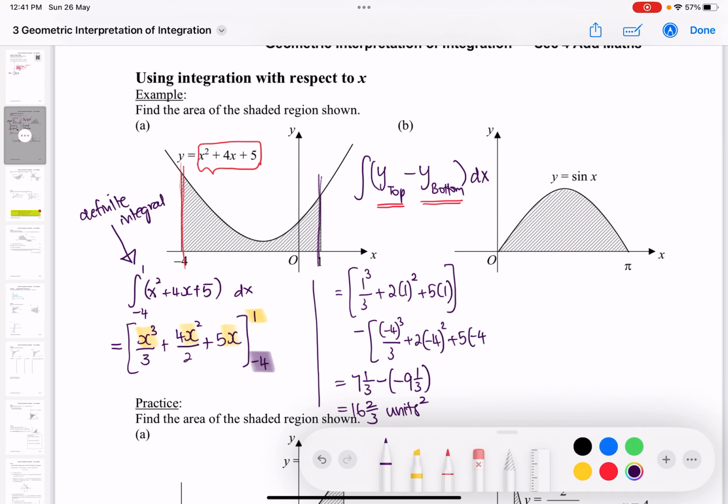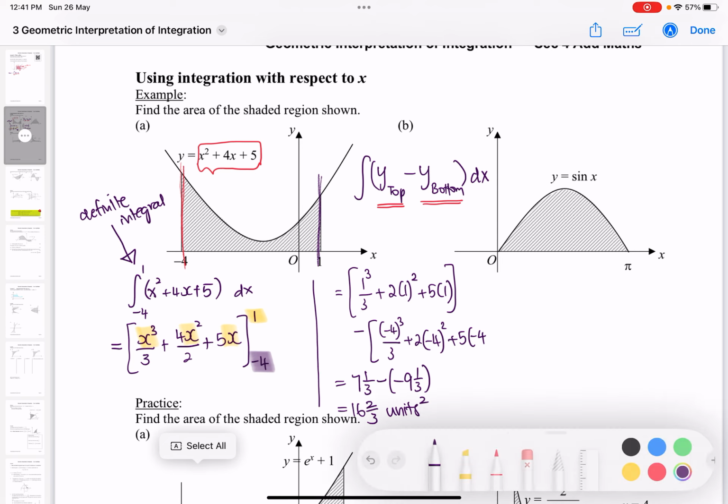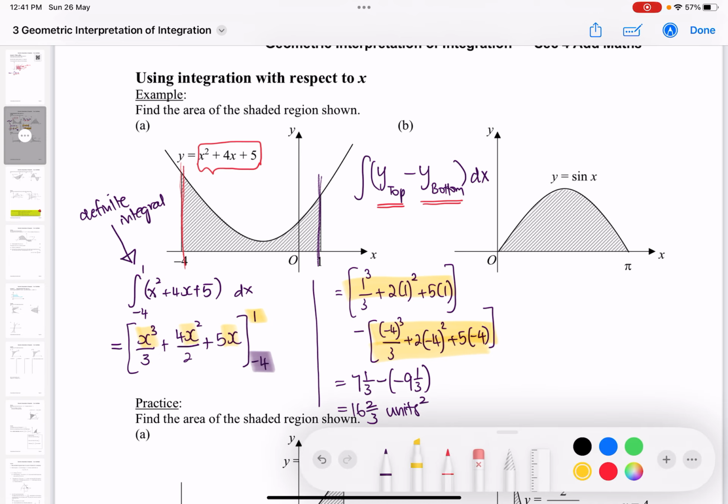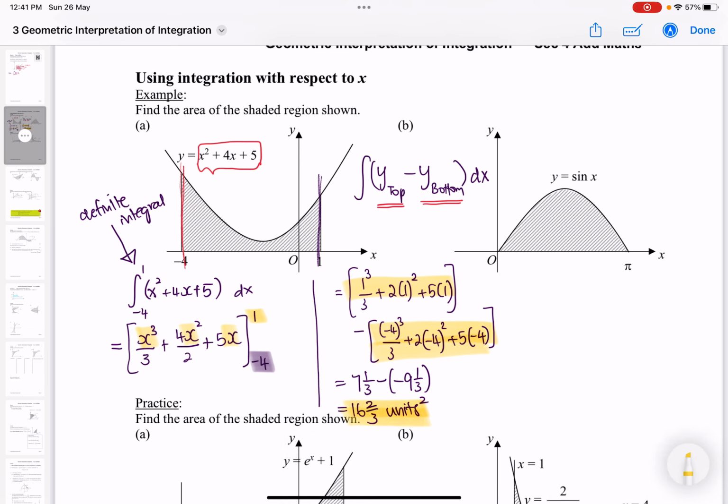Okay, so when we substitute 1 into the expression, and then we substitute negative 4 into the expression, and then we subtract this. This will give us the area under this graph, the shaded region. Okay, so the shaded region would be equal to 16 and 2 over 3.